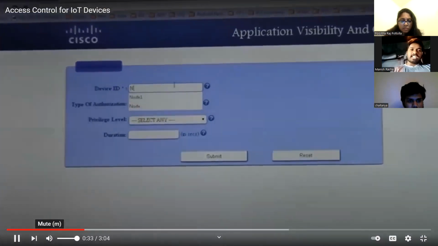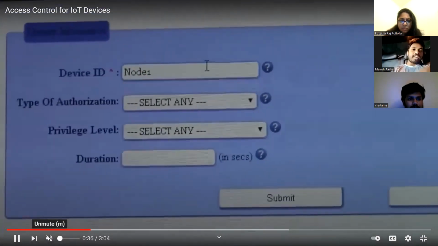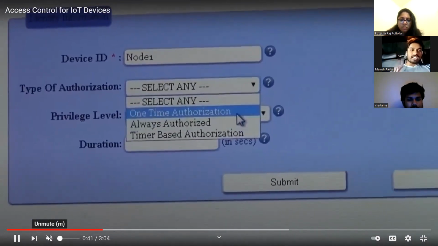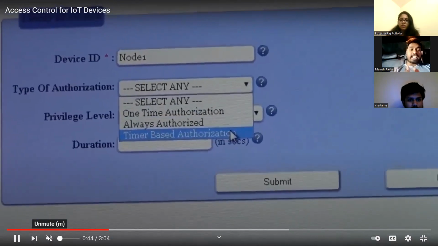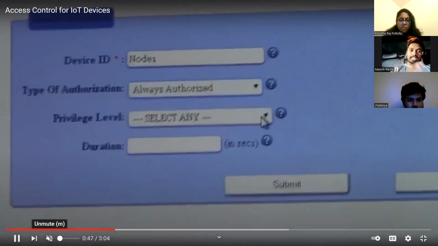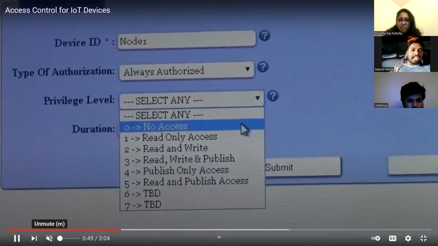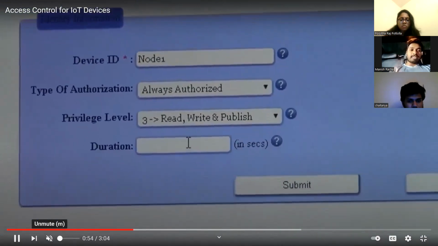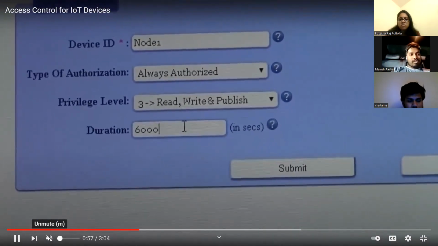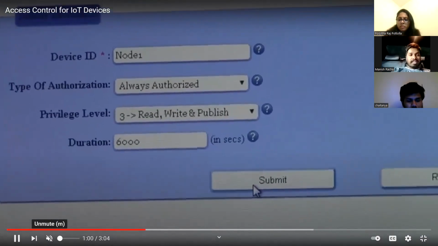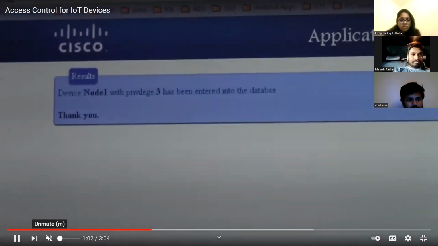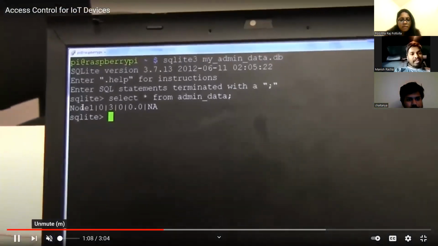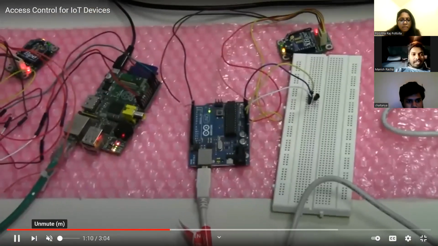So here, this is the application where we will provide the ID and type of authorization, like one-time authorization, always authorized, or time-based authorization, timer-based. With this timer, it will show this much time. And the privilege access, what level of access, like read-only access or read-write and something else. In this way, we will provide the access to the user and for how much time, how many seconds. In this way, we will provide the details. So device node 1 with privilege 3 has been entered. From here, we have given a Raspberry. From the Raspberry, we are going to execute.